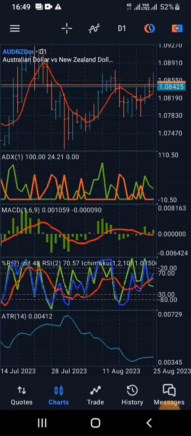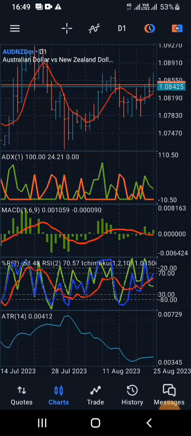Hello, fellows. So, from the chart, you can see clearly that we are more of indicators. So, we trade the foreign exchange market using indicators. On the chart, I have the Australian New Zealand currency pair, and we have a good number of indicators on the platform.